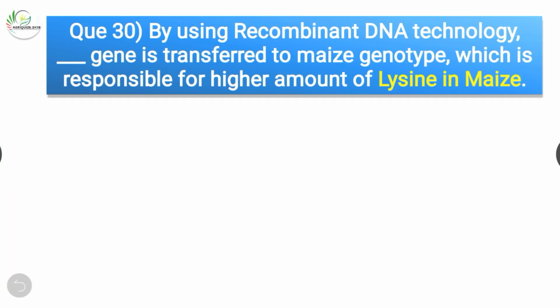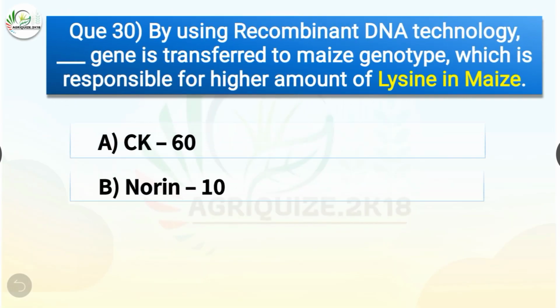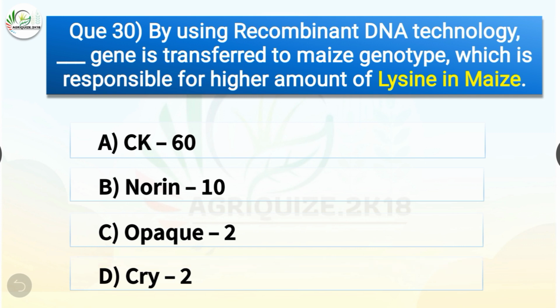Question number 30. By using recombinant DNA technology, dash gene is transferred to maize genotype, which is responsible for high amount of lysine in maize. The options are CK60, Norin 10, opaque 2 or cry 2. The correct answer is option C, opaque 2. So by using recombinant DNA technology, opaque 2 gene is transferred to maize genotype, which is responsible for higher amount of lysine in maize.